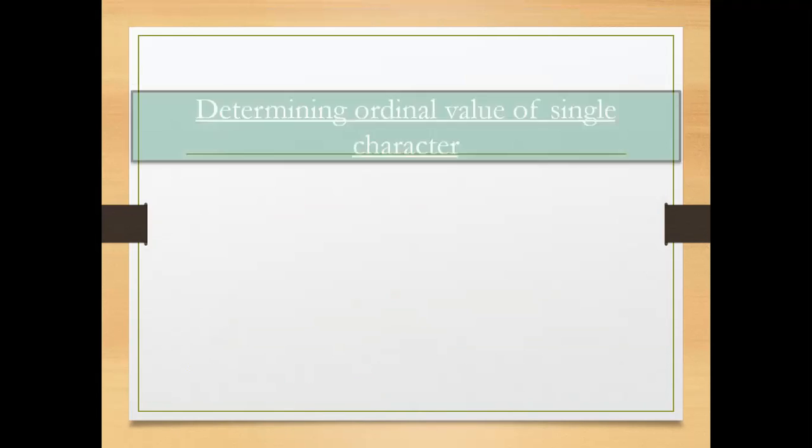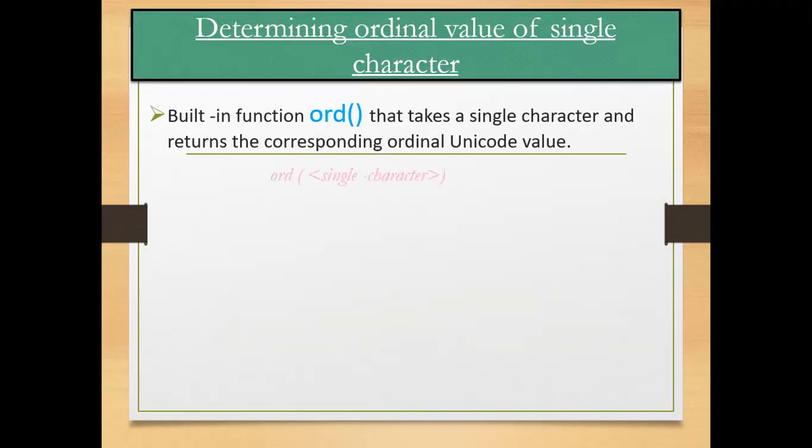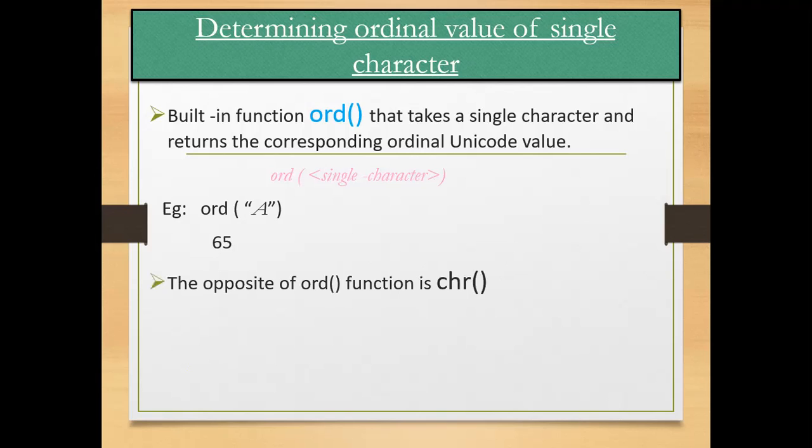Okay, in case you can't, how do you get the Unicode values? Basically by writing ord, and in brackets you write a capital A in inverted commas. Remember, it has to be a string. Then it gives you the number 65.